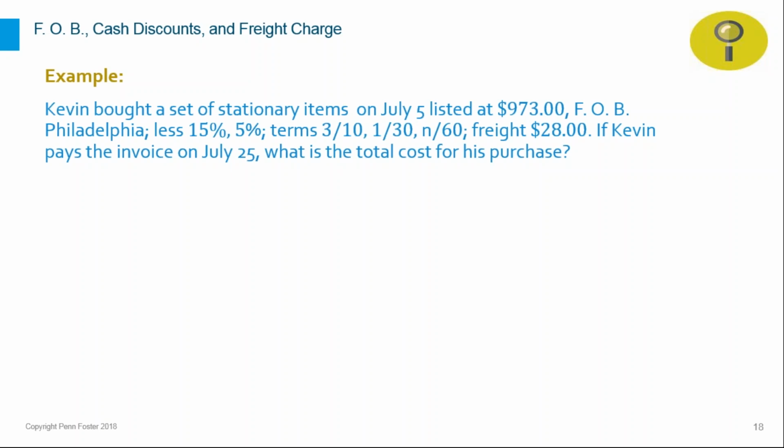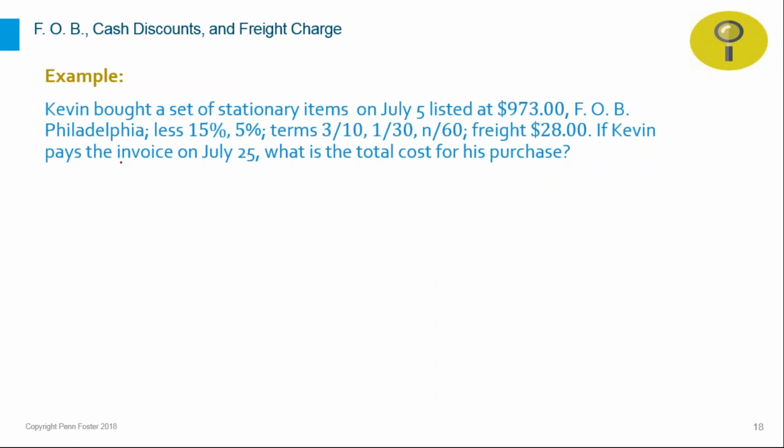FOB Philadelphia. So everything was delivered to Philadelphia at no charge, and then you will see later there is a freight charge. And also he's getting 15% off, 5% off on his purchase. The terms are 3/10. Within 10 days, if he pays off the balance, he gets 3%. Or if he pays within 30 days, he gets only 1% off. And everything should be paid off within 60 days. The freight charge is $28.